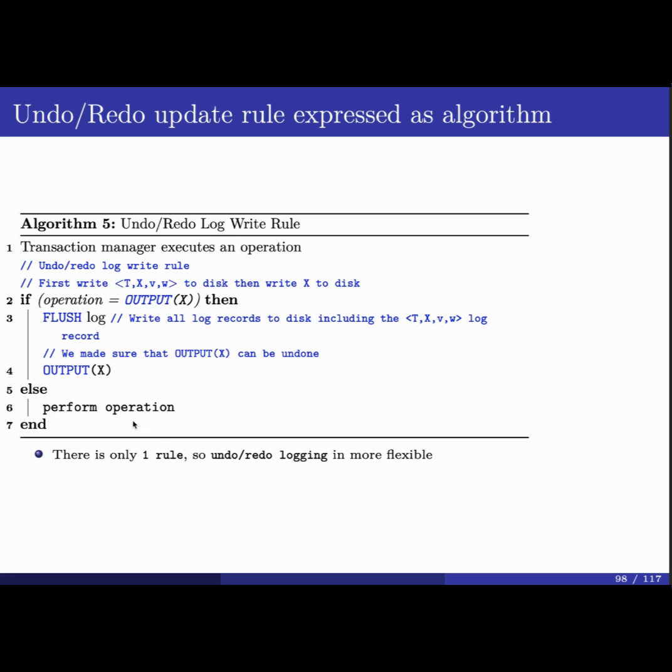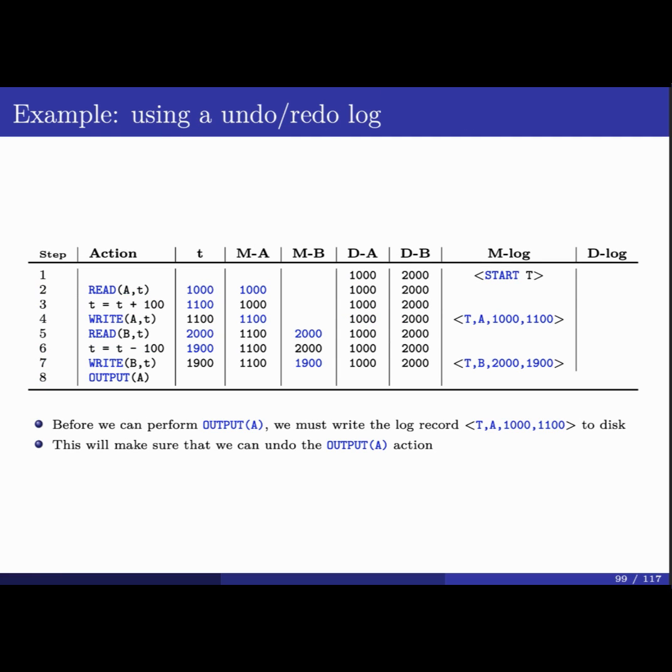Otherwise, you can perform the operation. So here we have only one rule, okay? I'll give you a quick example here. For example, these are the actions, the same thing that we work with, and this is the main memory log entry that's going to be in the main memory.